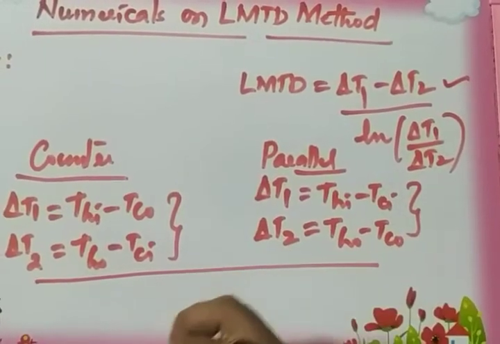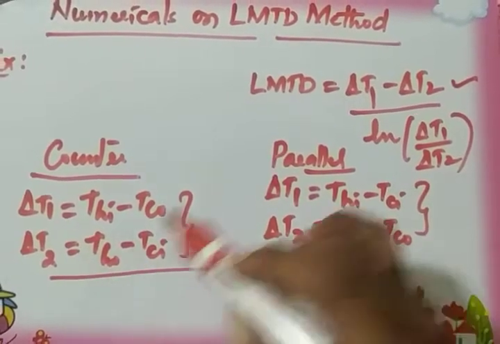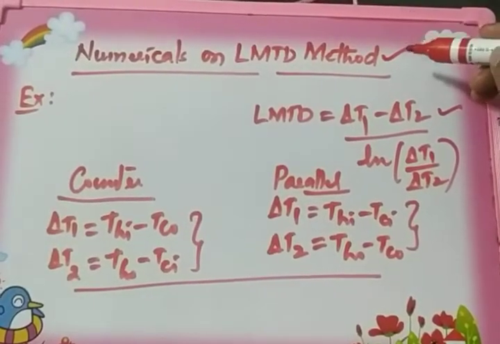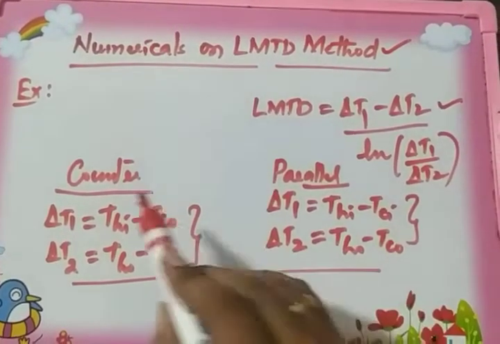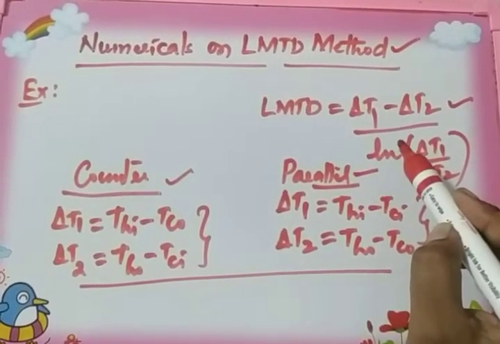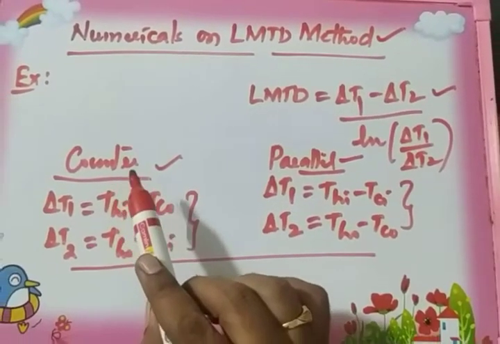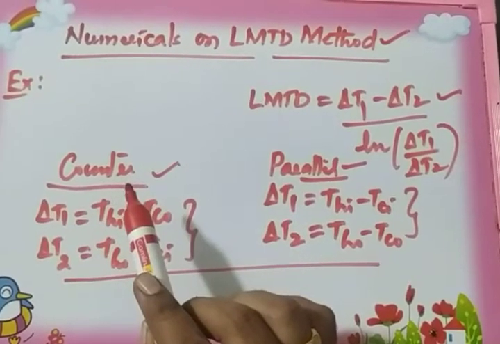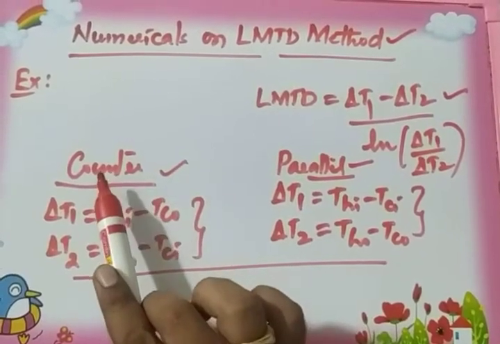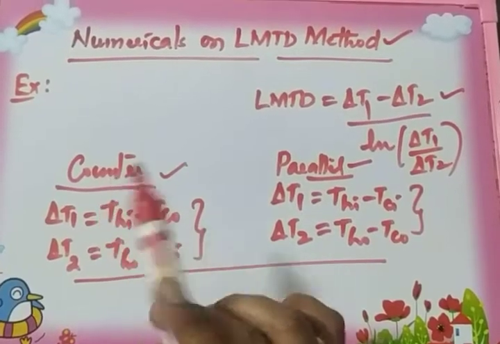Now, with all this as a background, today I will solve a couple of numericals related to this LMTD method of analysis. I am going to solve a numerical on this LMTD method for these two types of heat exchangers, the counter flow and the parallel flow arrangements. I told you that we are going to restrict our analysis particularly to double pipe heat exchangers. So I am going to solve an example on a double pipe parallel flow heat exchanger and a double pipe counter flow heat exchanger.